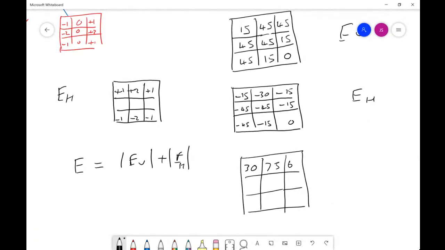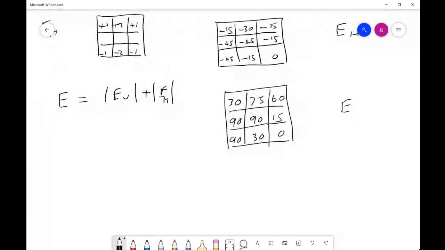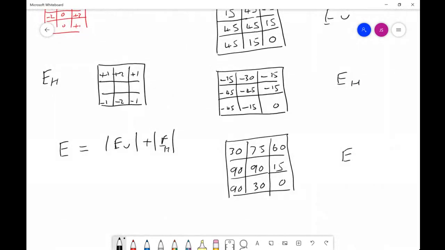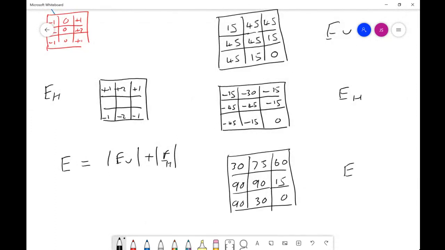The next one is going to be 60, 90, 90 and 15, and at the bottom 90, 30 and 0. So that is E. Is the last column in the middle 30, not 15? 15, 30, thank you very much. Yes. 30. There's your edge strength map.